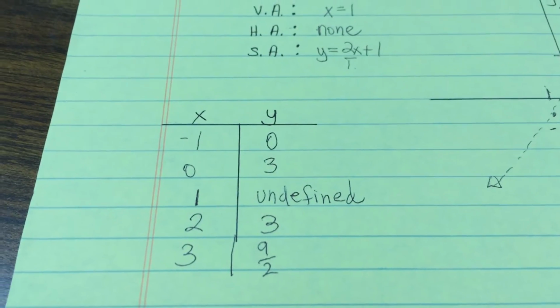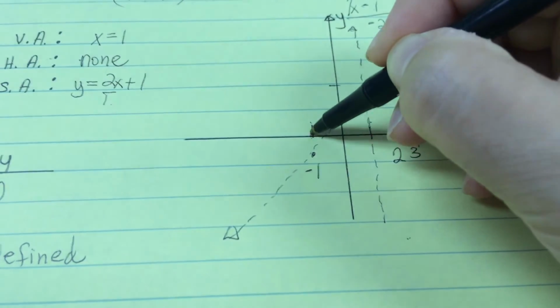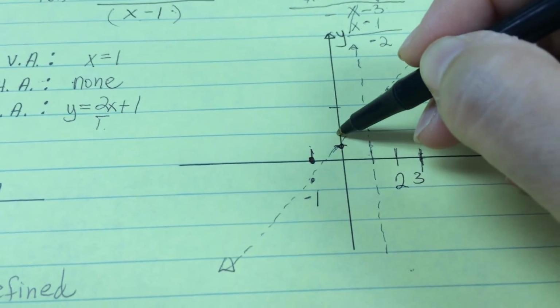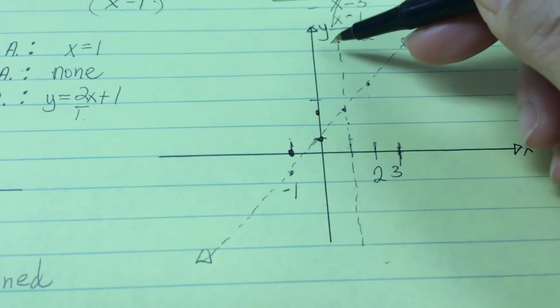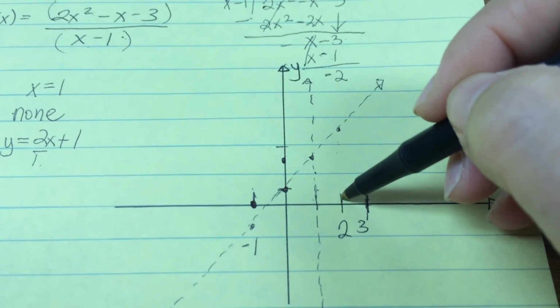Okay, so now from here, let's go ahead and graph it. At -1 is 0, so here's my first dot right there. At 0 is 3. So at 0 on the x-axis, y is 3, so that's 1, 2, 3. At 1 is undefined, which is this part right here. So that, yes, that works. At 2 it is 3. So then 2 is 3.